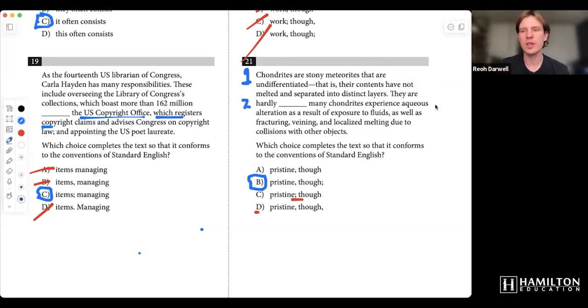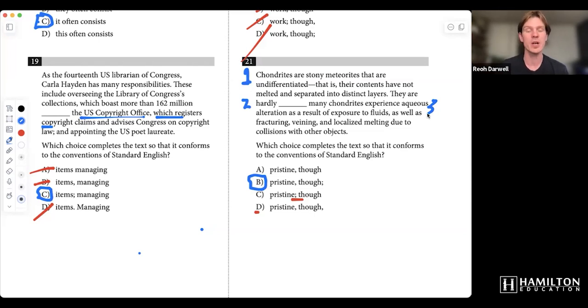Because the third clause, which starts over here, is wrong because this third clause doesn't undermine what came before. It explains how they are not pristine, right? Because it explains how they are not pristine, how on earth could we use a pivot or contrasting information to transition there? We couldn't, all right? So it has to come at the end of the second clause, which is its own clause, because "they are hardly pristine" is an independent clause, and "many chondrites experience..." is its own independent clause.